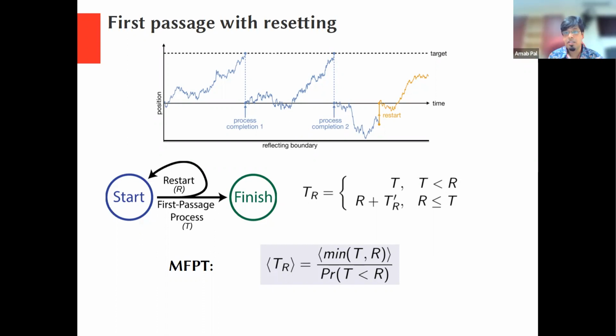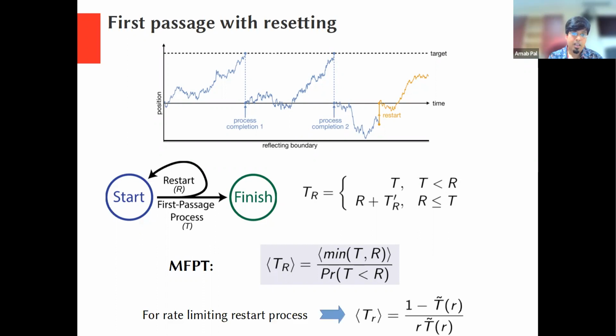So this is the reason why I think it is quite powerful and has been used quite rigorously over the years. For the rate limiting restart process, what I mean by that is when you assume a simplification by saying the resetting is happening with an exponential clock, or resetting is basically a Poissonian process, the formula simplifies slightly. And this T tilde, which I did not mention here, is just the moment generating function for the first passage. So this is sort of the main result.